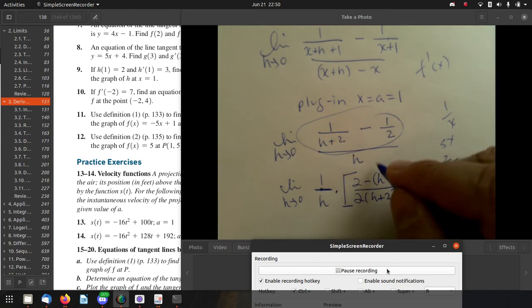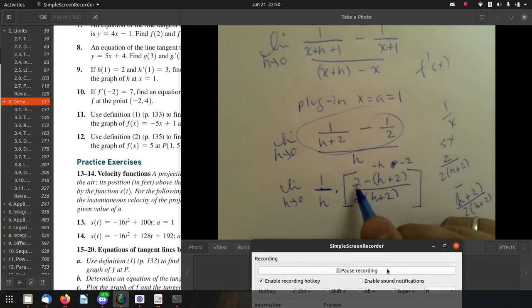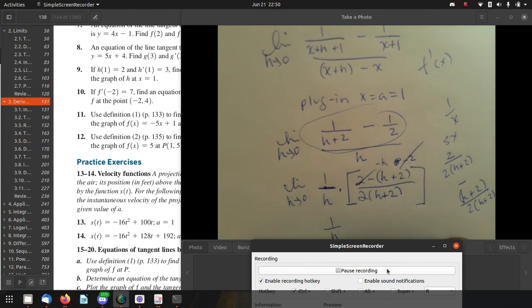And so we get that, and of course this will be negative h. 2 minus 2 will add out, and now we have 1 over h times negative h in the numerator, and then 2 times h plus 2 down here, and the limit as h approaches 0.